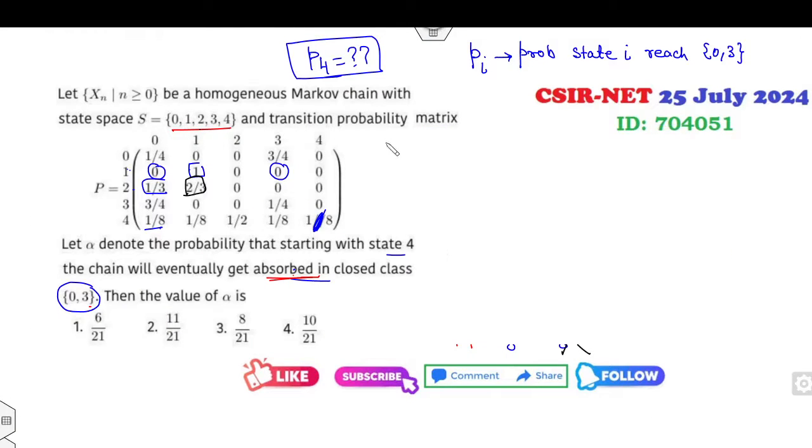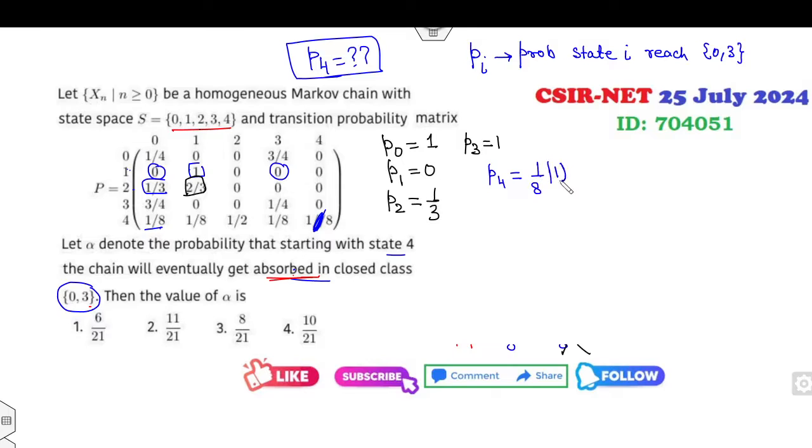Let me quickly do that. I have obtained P0 is my 1. P1 is my 0. P2 is 1 over 3 into P0. Yes, 1 over 3. I mistakenly wrote it as 2 by 3. Then P3 is my 1. Then I can write it as P4. P4 will be 1 over 8 P0.